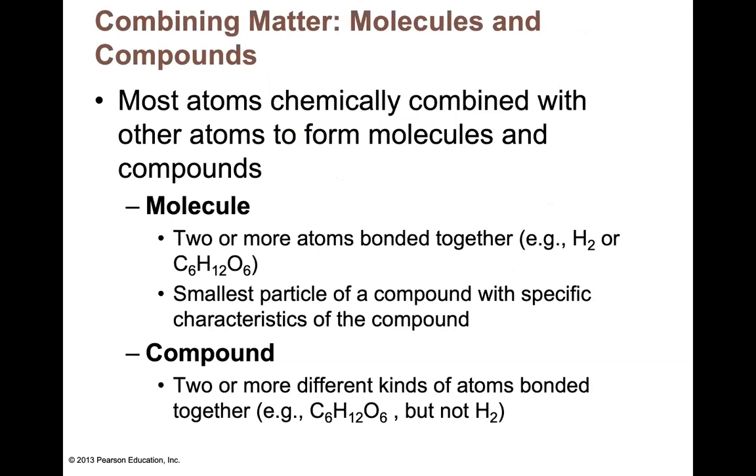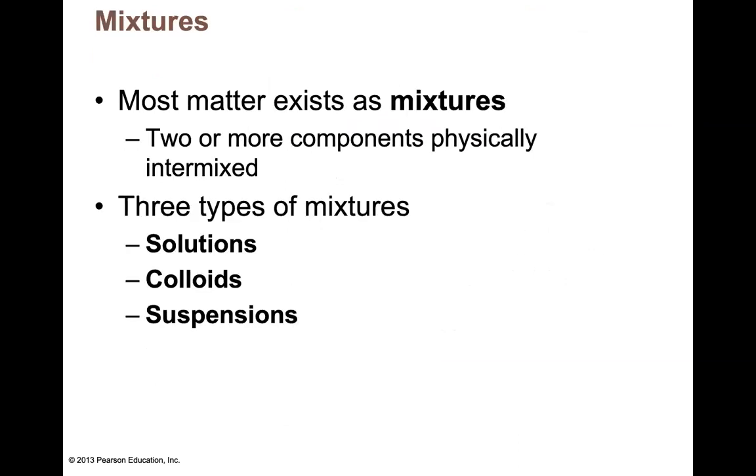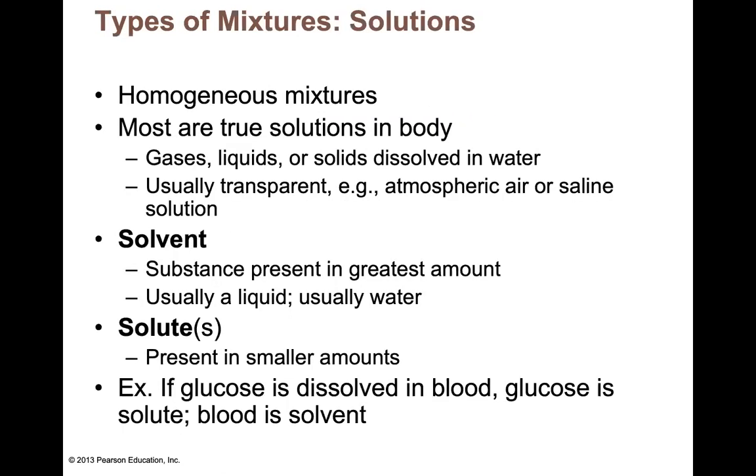Now, making molecules: most atoms will chemically combine with other atoms to form molecules and compounds. A molecule is two or more atoms bonded together, the smallest particle of a compound with specific characteristics of that compound. A compound is two or more different kinds of atoms bonded together. Most matter exists as mixtures, two or more components physically intermixed. And there are three types of mixtures: solutions, colloids, and suspensions.